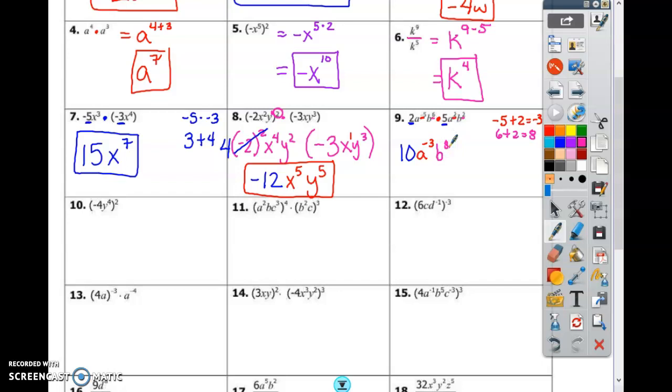But remember, what did I say about negative exponents? We can never have that. So what am I going to do with a negative exponent? That's right. You cancel it and you bring it to the bottom and you make it a positive, right? So let's rewrite this so that it looks a little more pretty. I have 10 on top, B to the 8th power on top, and A to the 3rd power on bottom. Done.